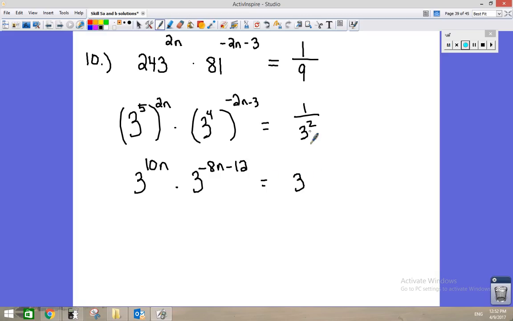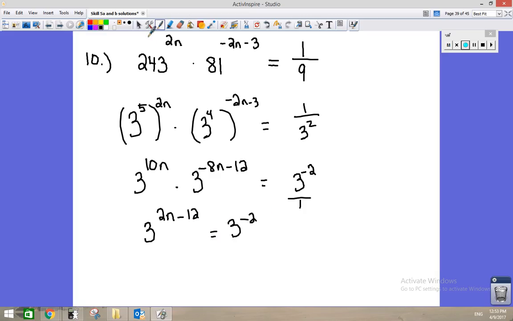And if I make this 2 a negative 2, I can bring that 3 up to the numerator. Remember that a negative exponent will never make your answer negative. It just changes the location of that base within a fraction. Alright, so when I'm multiplying two things that have the same base, I can add the exponents. If I add these exponents together, 10n plus a negative 8n is 2n, minus 12.